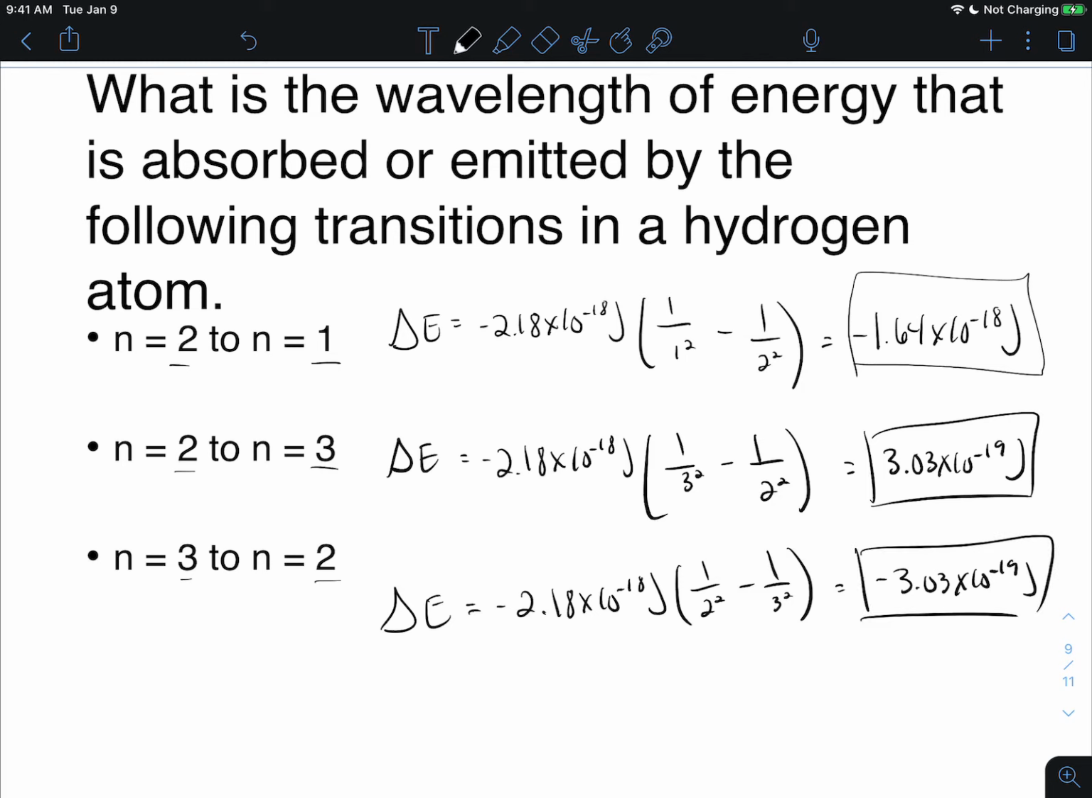The amount of energy that is absorbed will be equal to the amount of energy that is emitted as long as we have a pure absorption emission. We don't have any loss of energy in any other way. So we would just expect that the absorption process will be the positive of the emission process.